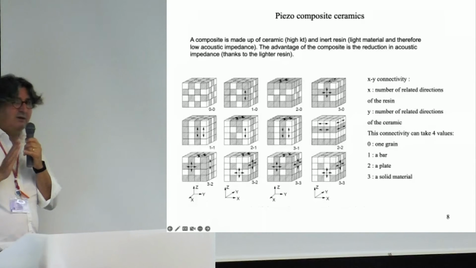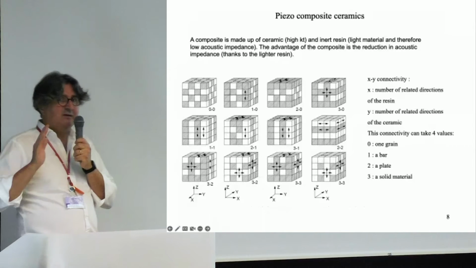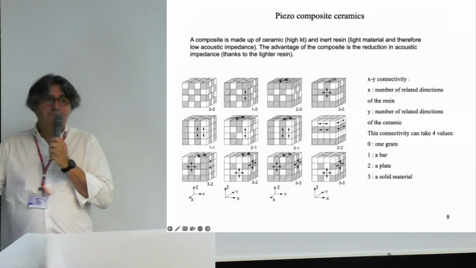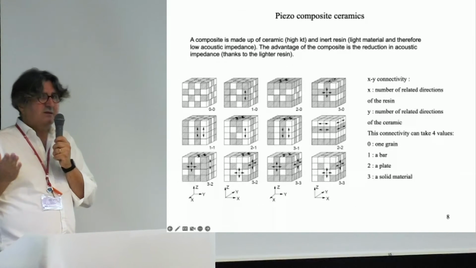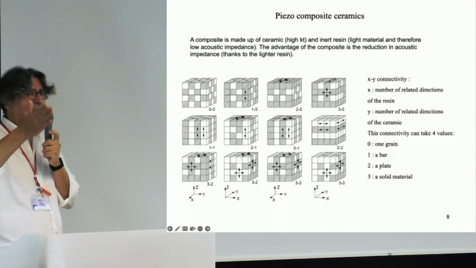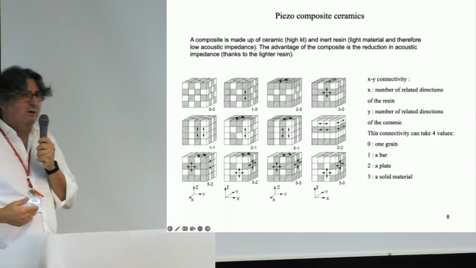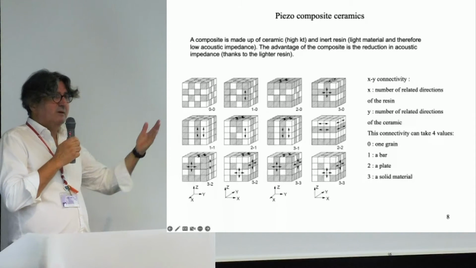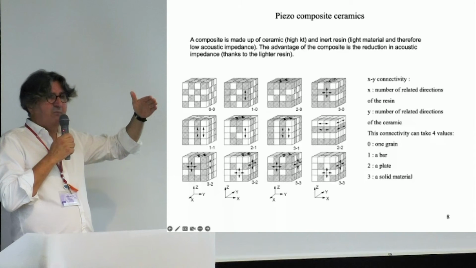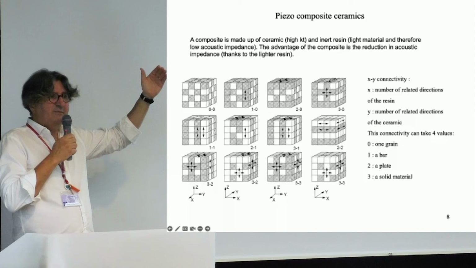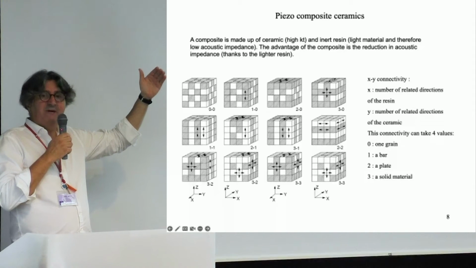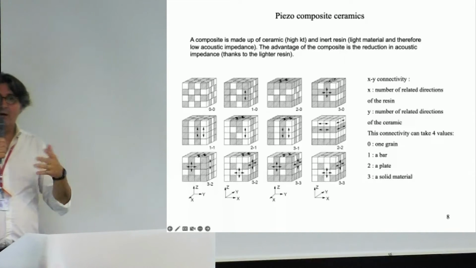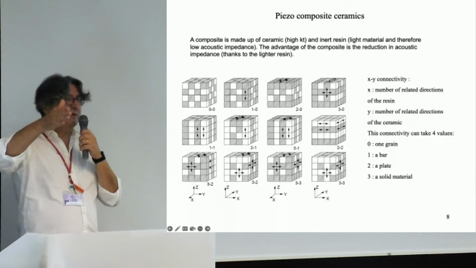Just to make a short digression on a specific class of material that is used now very often in transducers: these are piezocomposites. If you want to operate in water, piezocomposites are very interesting because, as I said, water has an impedance of 1.5 megarayls, and ceramics have an impedance of 33 to 35 megarayls. So a very strong impedance mismatch. Now, if you mix a polymer and a ceramic, you will lower this impedance.